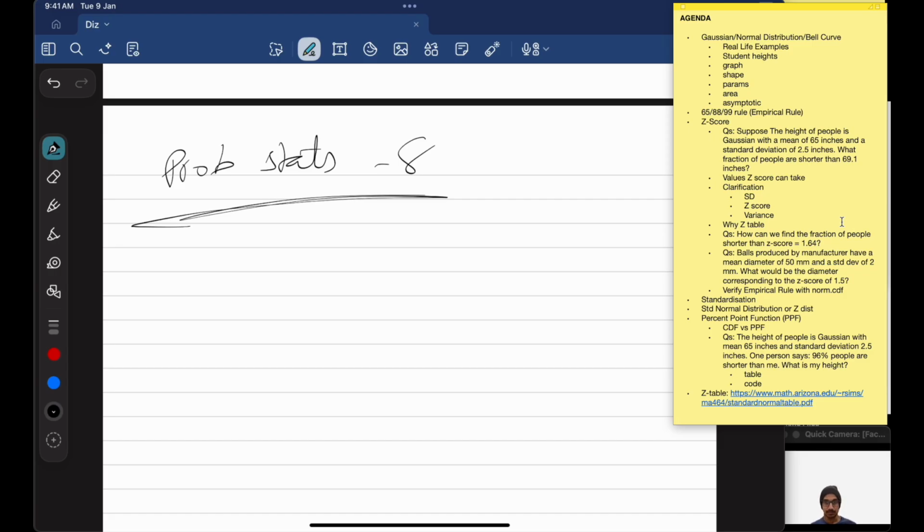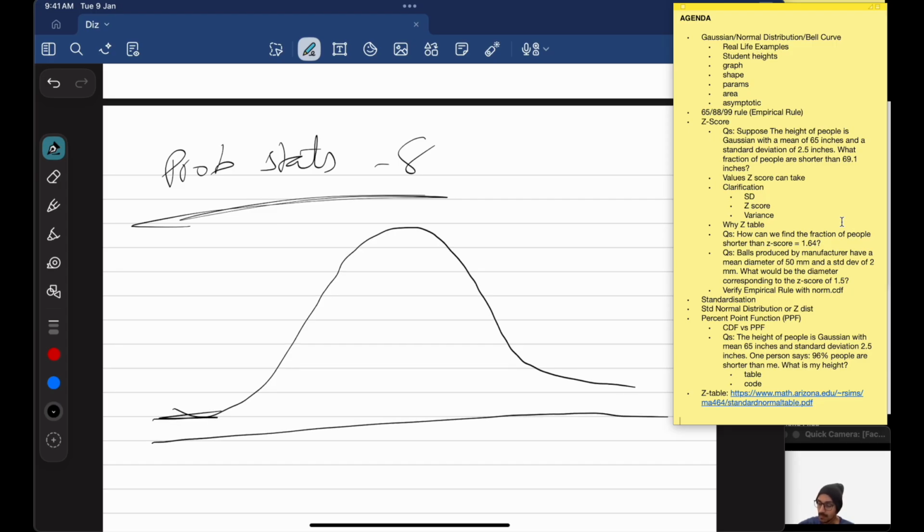Normal distribution, which is basically nothing but your bell curve, right? Symmetric about the mean. So if you put this on a paper and you fold this at the center, both sides will match exactly. This is your mean, which is mu.